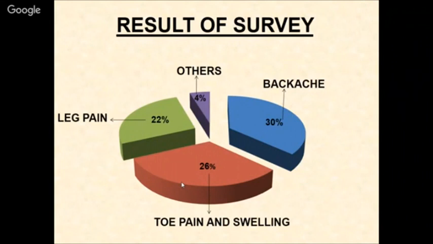Okay, and when they tried to group all these findings, you can just see the problem areas: backache 30%, leg pain 22%, and 26% said that they had toe pain and swelling. Okay, because they were using their foot for stitching. It was in fact a manual machine. They were using it for doing the stitching operation. So mostly the workers who were injured commented that they had problems in their toe as well as swelling in the evening after going back.